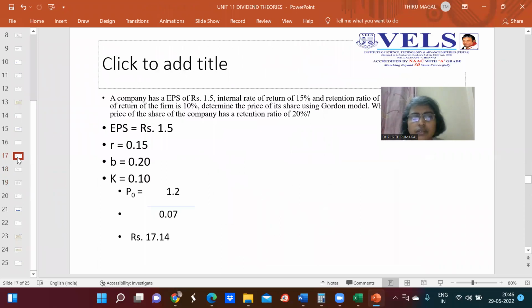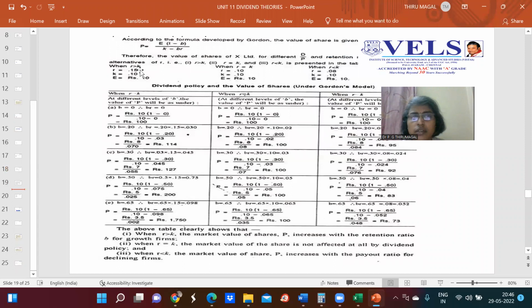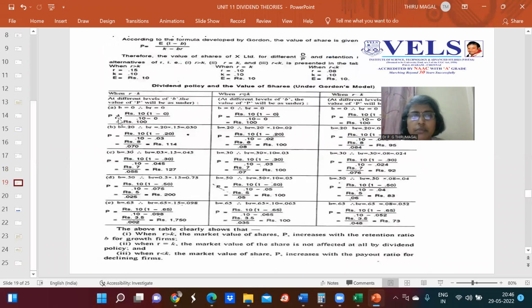So the first thing they have noted down is that they are calculating under three different conditions of R. One is when R greater than K, R equal to K, and R less than K. In R greater than K itself, there are different B values. That is when B equal to 0, when B equal to 20%, B 30, B 50%, B 65%. So when B is 0, then the share price is 100. When they have applied Gordon's formula, the share price is 100.